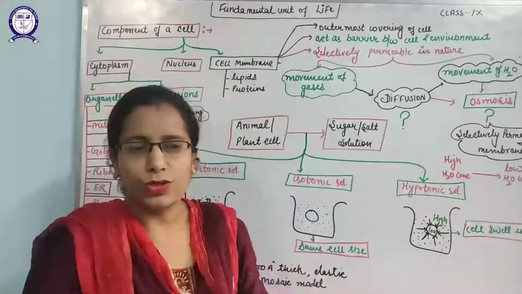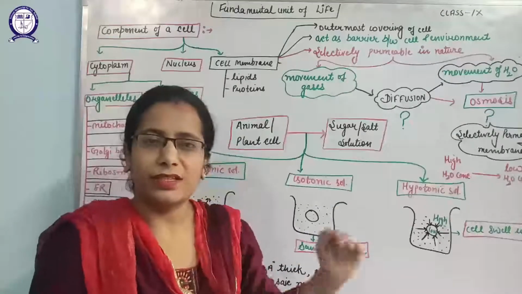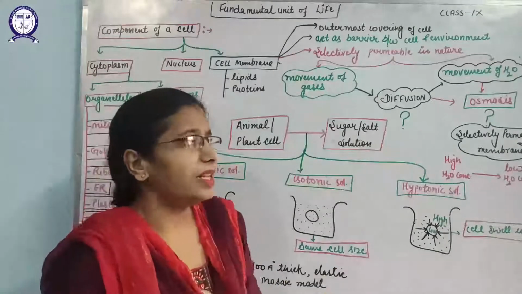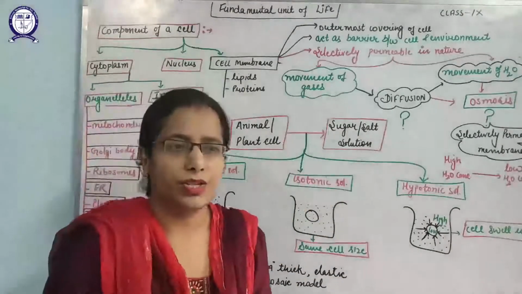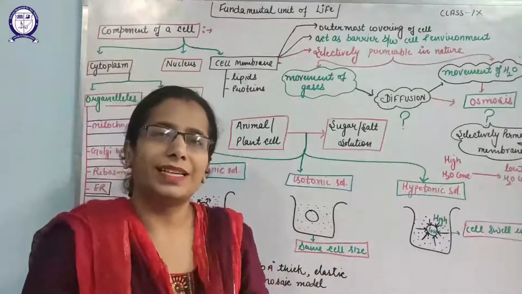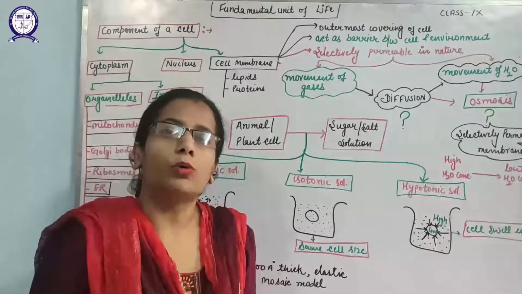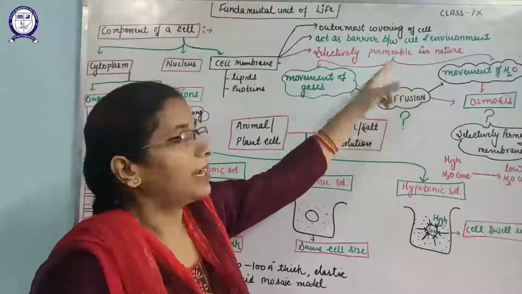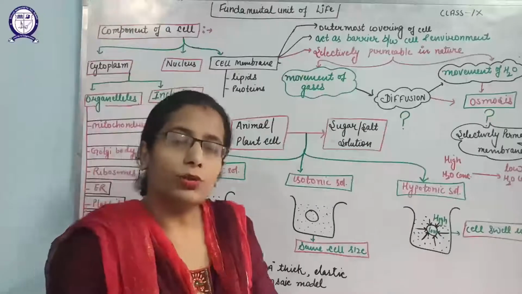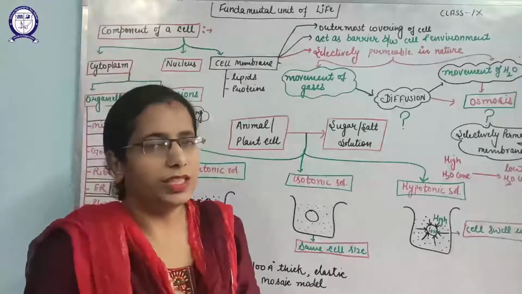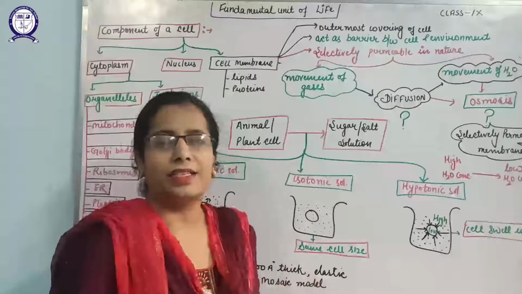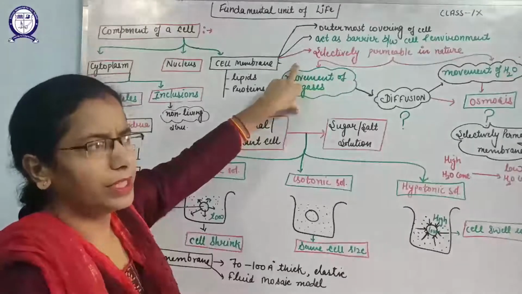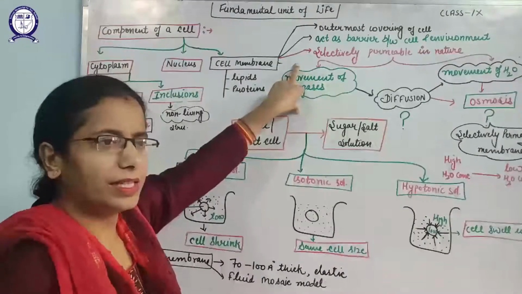It is the outermost covering of the cell, which separates the external environment from the internal components of the cell. The cell membrane is also known as selectively permeable in nature because it allows some selected material to pass in and out of the cell. Third, it acts as a barrier between the cell and the environment. It means it does not easily allow things from outside to enter inside the cell. If we are saying that it is selectively permeable, that means it will select what material will pass in and out of the cell.